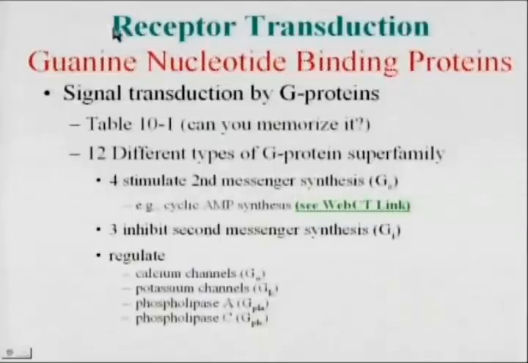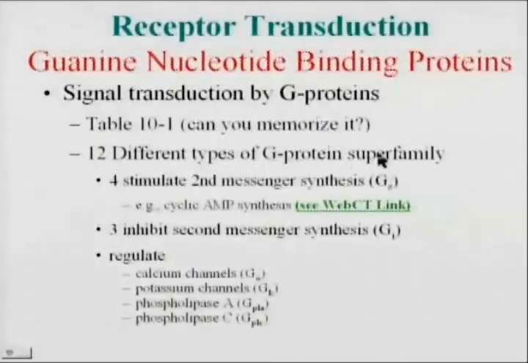Let's now begin to focus on receptor transduction, with focus on the guanine nucleotide binding proteins, the 7 transmembrane spanning superfamily. So for the signal transduction by the G proteins, you are referred to table 10.1 in the textbook, asking can you memorize it. We won't ask that level of extension, just a generalized appreciation of all the different G proteins and how they function, although we will look at a couple of tables.